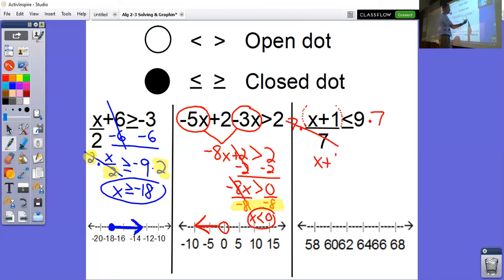So we have x plus 1 is less than or equal to 63. -1 and -1. So x is less than or equal to 62. So you're going to put a closed dot here, and our arrow goes to the left. So be very careful. Make sure that you're using the correct open dot or closed dot. If you end up with an answer that is backwards, make sure that you flip it around.